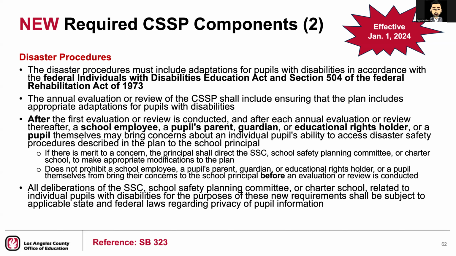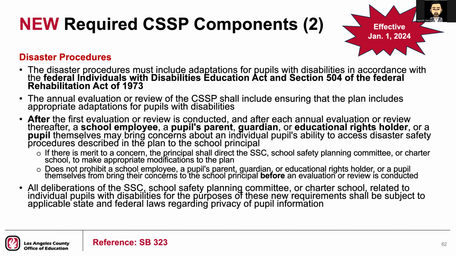Another requirement is that a school employee, a pupil's parent, guardian, or educational rights holder, or a pupil may bring concerns to the school principal about an individual pupil's ability to access disaster safety procedures described in the plan after the first evaluation or review is conducted and after each annual evaluation or review of the plan.